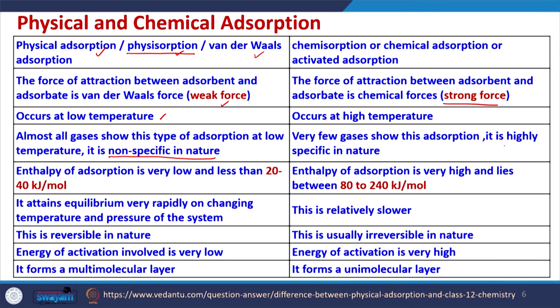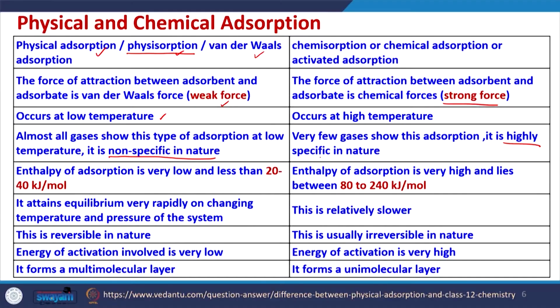chemisorption some specific nature of adsorption may occur, because the gas may be inherently acidic in nature and the adsorbent may be basic in nature. So, under those conditions chemisorption may occur, but it will not be non-specific. Why is this so? Because it will only adsorb those gases which are acidic, because the adsorbent itself is basic in nature. So, it will not adsorb anything which is basic. So, the adsorption will be highly specific in nature.